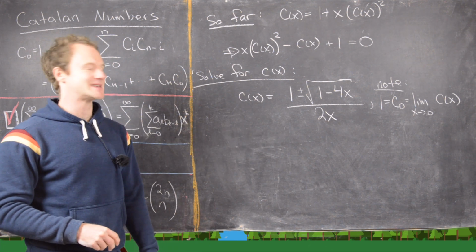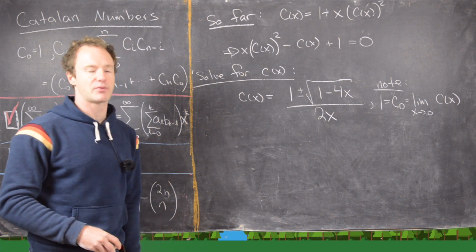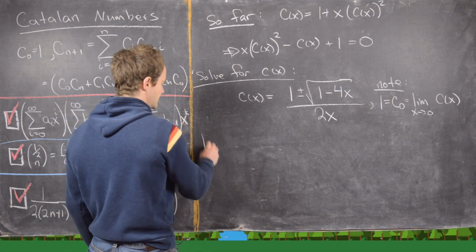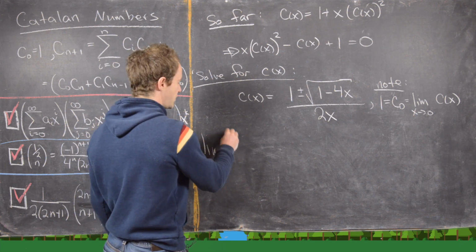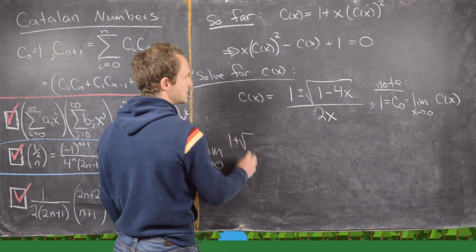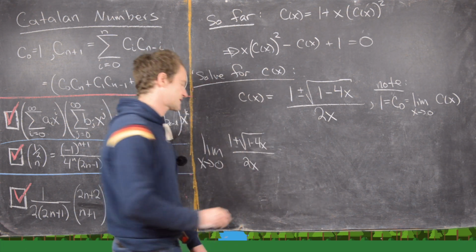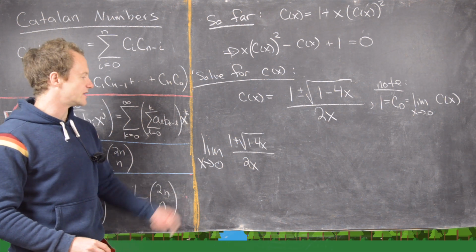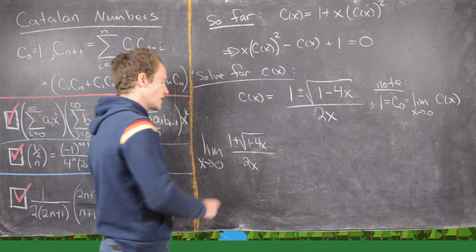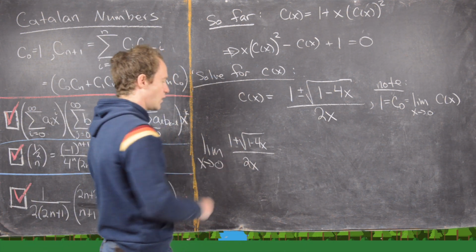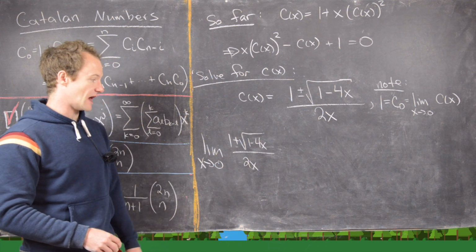So what we want to do is calculate that limit in each case to decide if we keep the plus or the minus. So let's do the limit as x approaches 0 of, let's do the plus first, 1 plus the square root of 1 minus 4x over 2x. Okay? Notice at the moment, if we plug x equals 0 into this, we will get 1 plus 1 on the top, so we get 2 in the numerator, and we get 0 in the denominator.